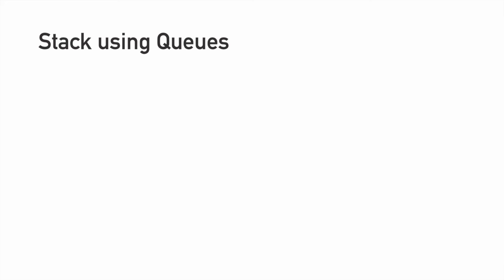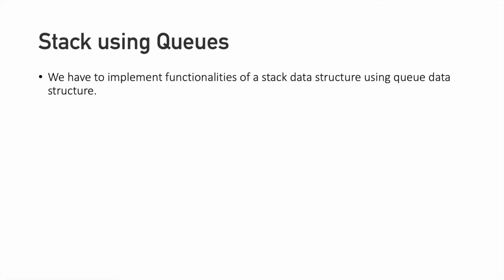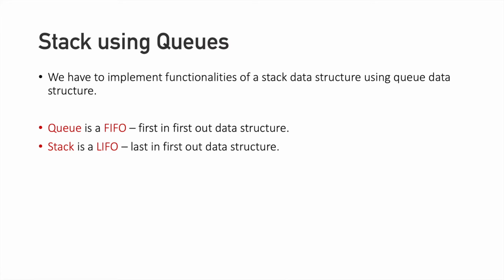In this video, we will implement stack using queues. That is, we have to implement functionalities of a stack data structure using queue data structure. So let's quickly recap how stack and queue data structures work. Queue is a FIFO, that is first in first out data structure, whereas stack is a LIFO, that is last in first out data structure.